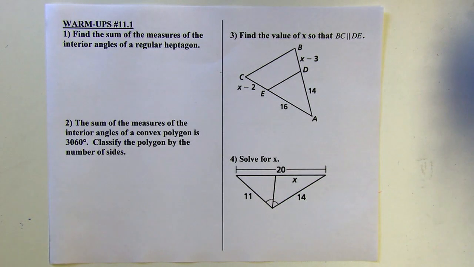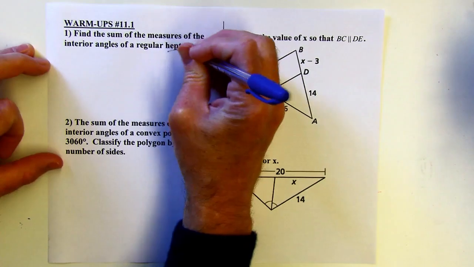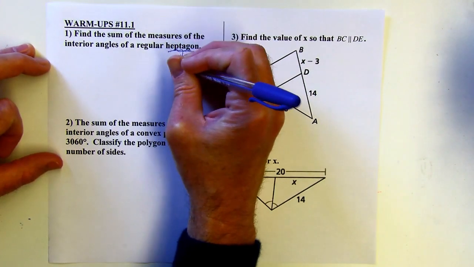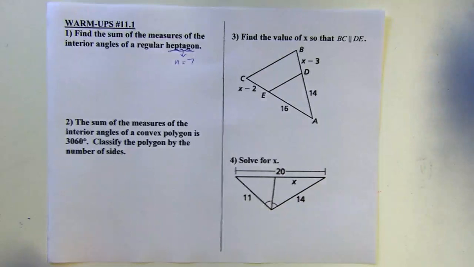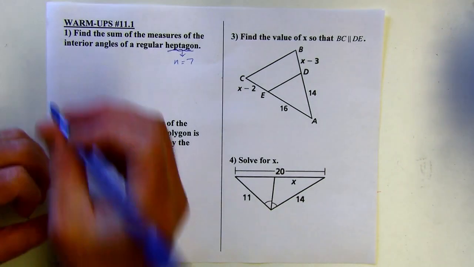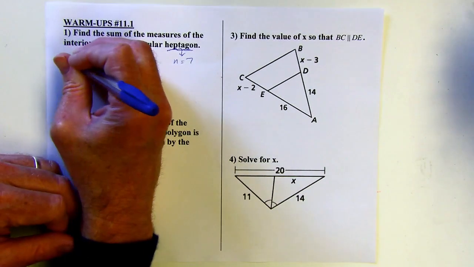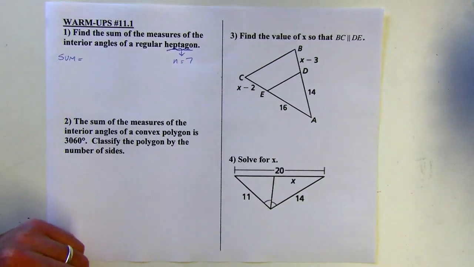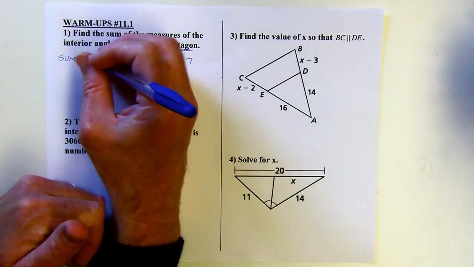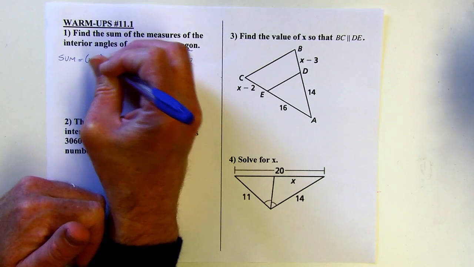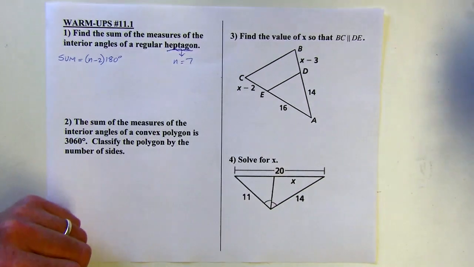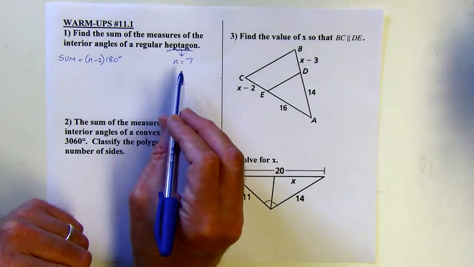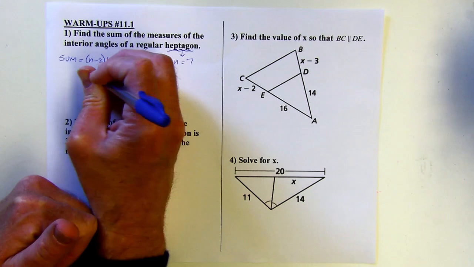Okay, here's warm-up 11.1. We're going to find the sum of the measures of the interior angles of a regular heptagon. So first thing, we need to know how many sides a heptagon has, and it's going to have seven sides. Okay, so the sum formula for the interior angles of a polygon, it doesn't actually matter if it's regular or not, is going to be n minus 2 times 180 degrees. Okay. So n is the number of sides, so I just need to plug in a 7 here.